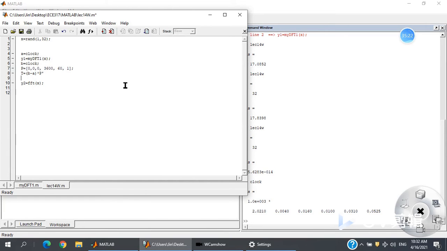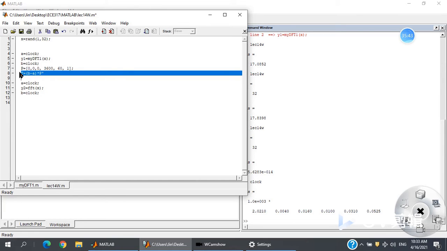All right, and then I do the same thing for the FFT. A equal to clock. This is the time before we started, and B is also equal to clock. And T is the same. Another T. Okay, I have another T. Both T.